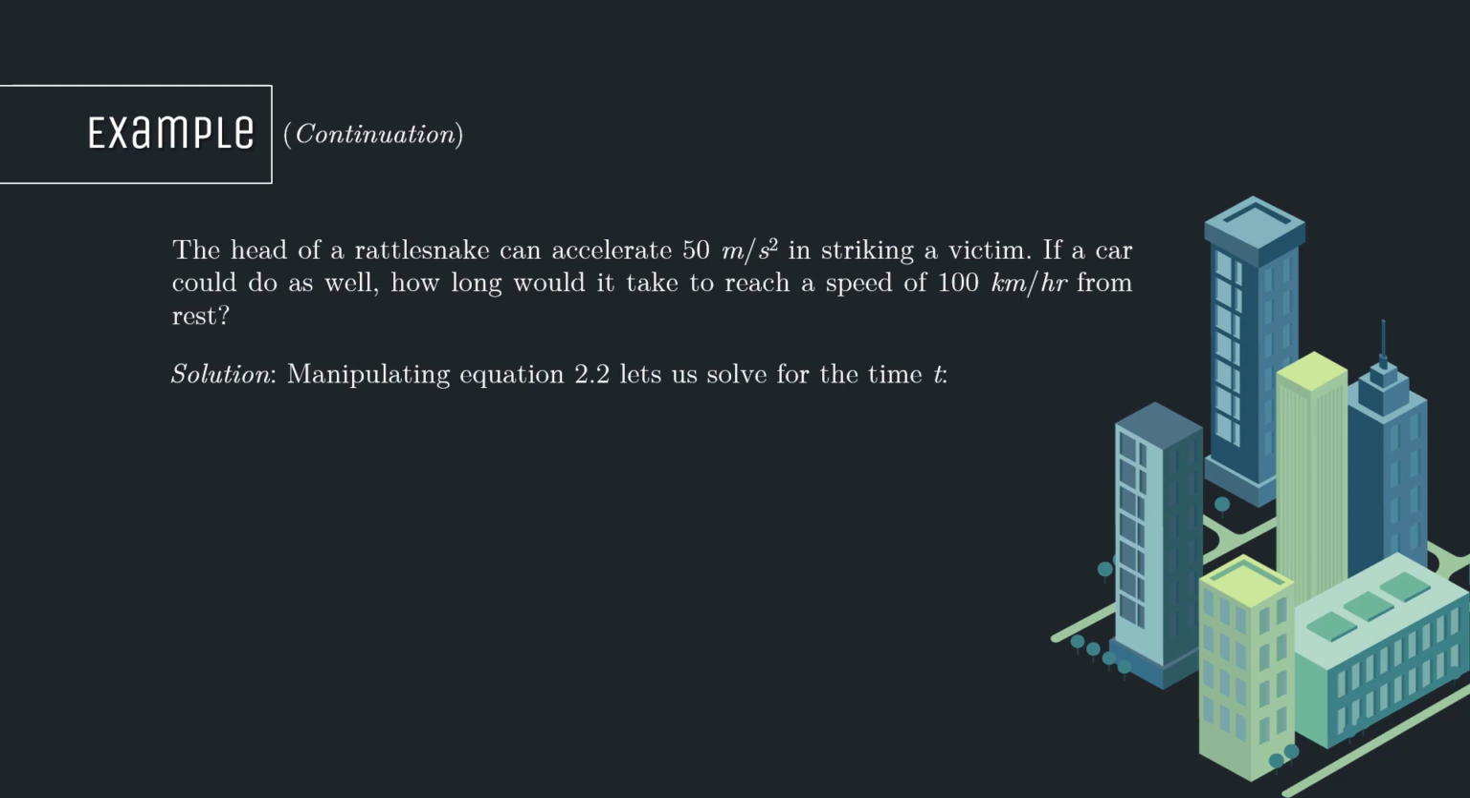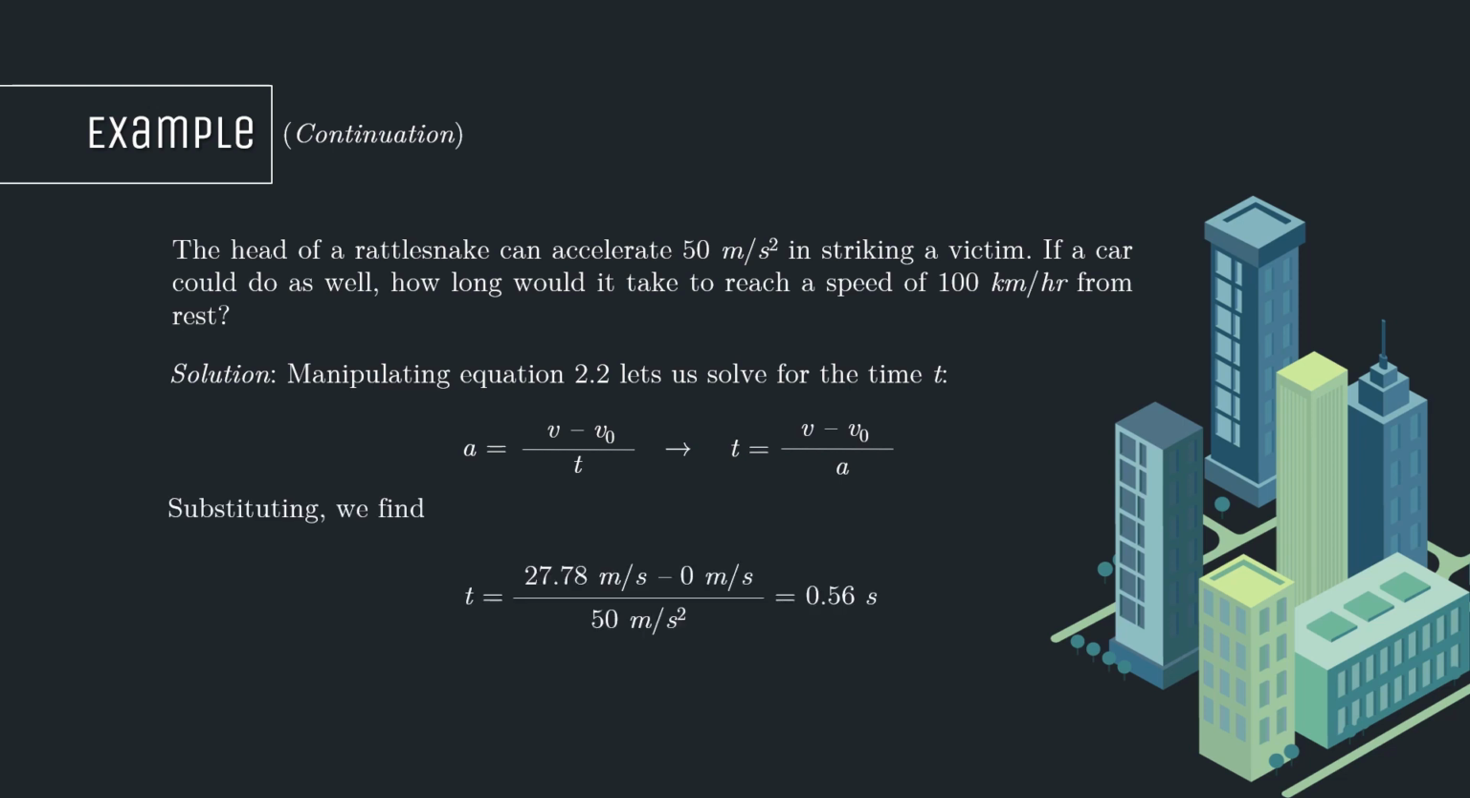Manipulating equation 2.2, let us solve for time t. Acceleration is equal to final velocity minus initial velocity over time. And now, t is equal to final velocity minus initial velocity over acceleration. Substituting, we find time is equal to 27 and 7/8 meters per second minus 0 meters per second over 50 meters per second squared, and that yields 5/9 of a second. If a car had such a large acceleration, it would take 5/9 of a second to attain the given speed.